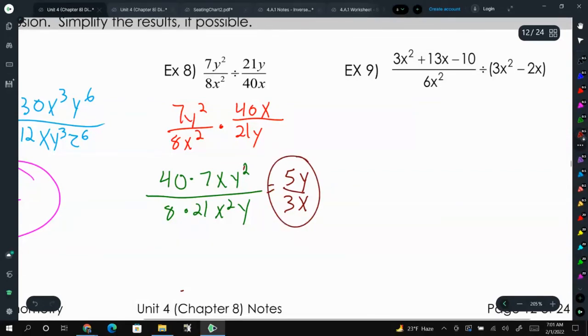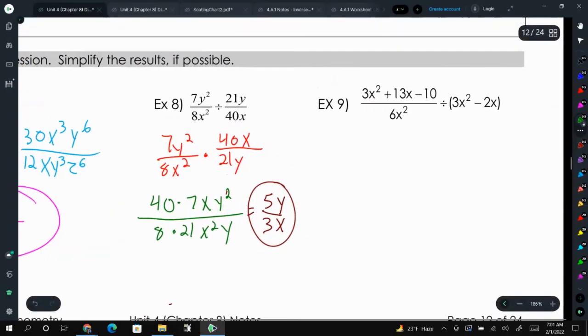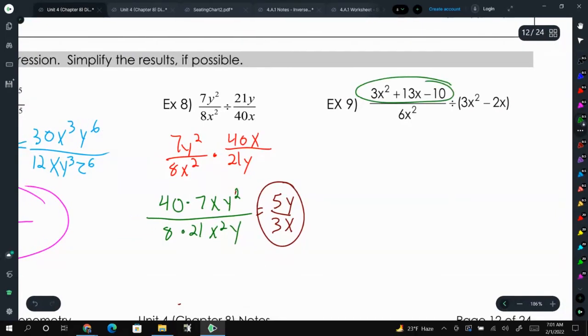Okay. Now over here, we have factorable expressions, so let's look at that. This up here, we need to factor with our grouping technique, or you could do guess and check. So two numbers that multiply to negative 30, but add to positive 13. So 3x squared. Those two numbers, oops, not plus. Oh, we need plus.